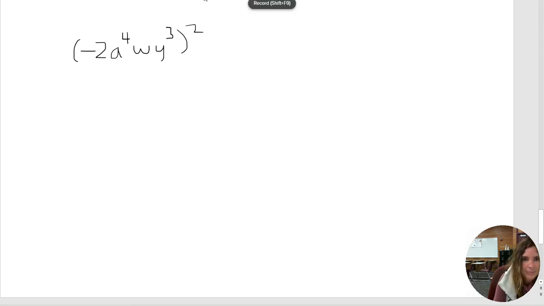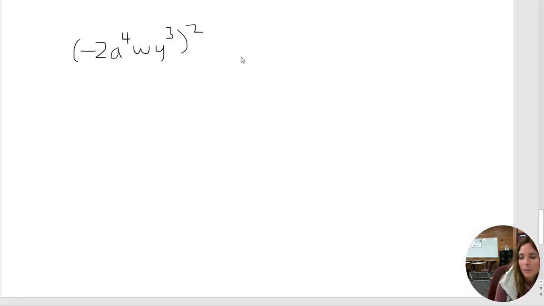Okay, so write this problem down. Negative 2a to the 4th, w, y to the 3rd, and then I want you to raise that to the 2nd power. Okay, so write this problem down, push pause, then try it, and then push play.